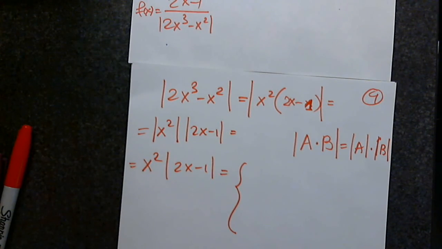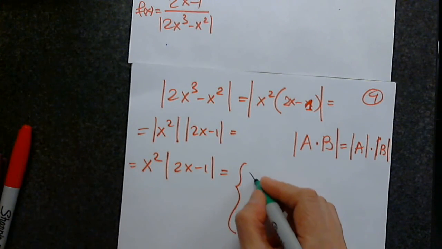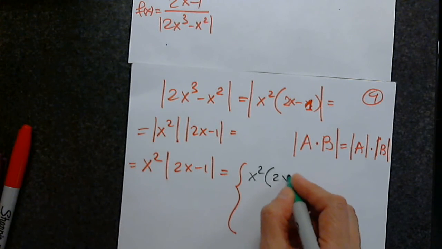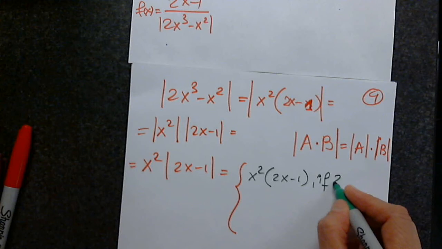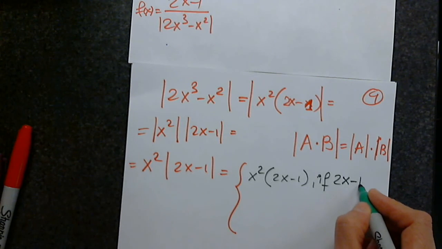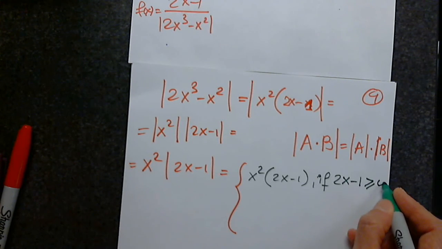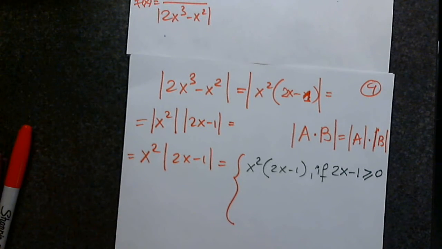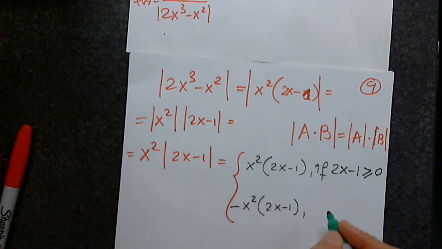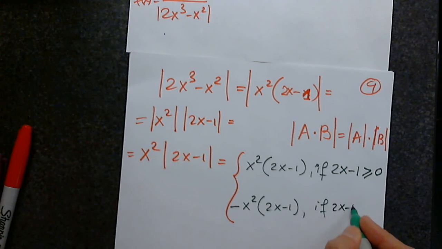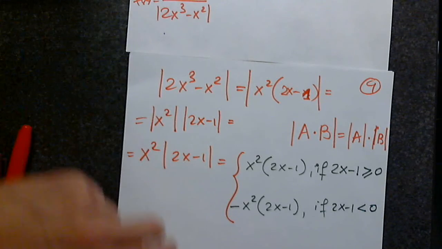So what are the two options? One option is x squared multiplied by 2x minus 1, if 2x minus 1 is greater than or equal to 0. And the other option is negative x squared times 2x minus 1, if 2x minus 1 is less than 0.